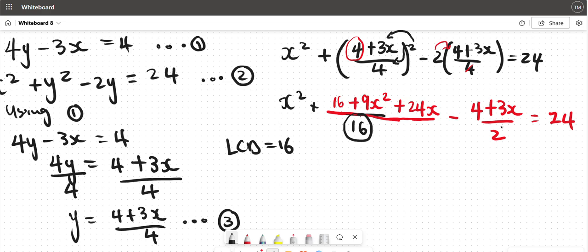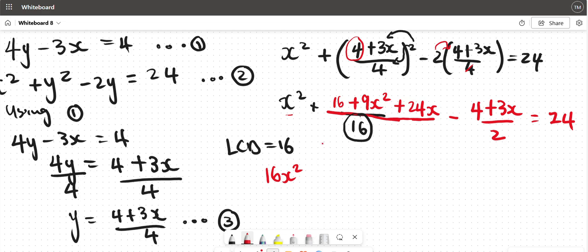And how do I know? Because the 2 can divide into the 16. So if the smaller one can go into the bigger one, the bigger number will be our LCD. What do we do with that LCD? We times every single thing with that LCD. How does that look? This x squared times LCD is going to be a 16x squared.